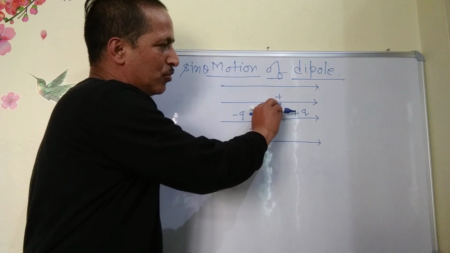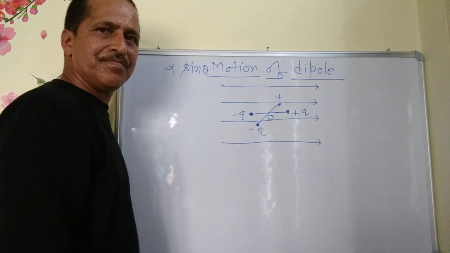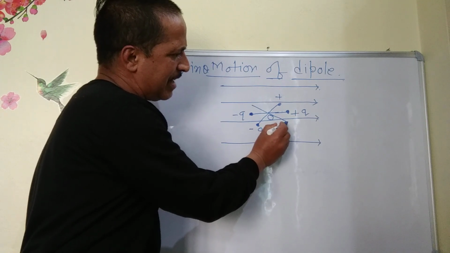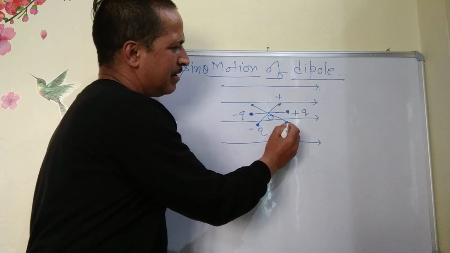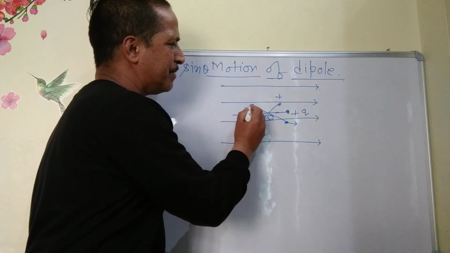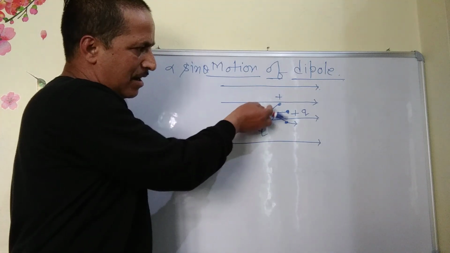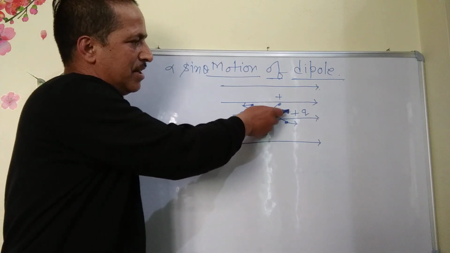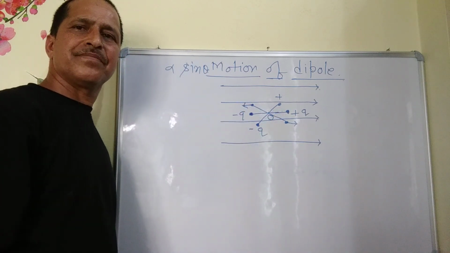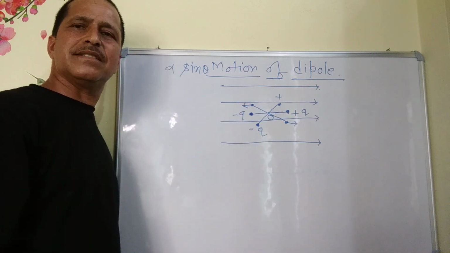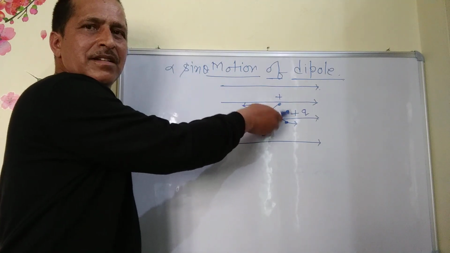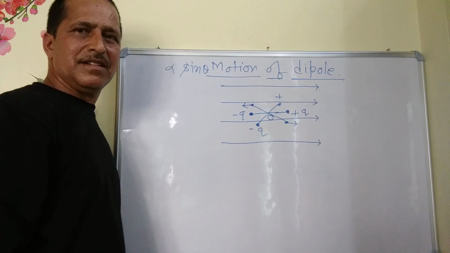However, it will go to the opposite side due to inertia, and as soon as it goes to the opposite side, the dipole will start experiencing a torque in the opposite direction, which will again bring it back to the state of stable equilibrium. As a result of this, it will start performing oscillatory motion in this field.